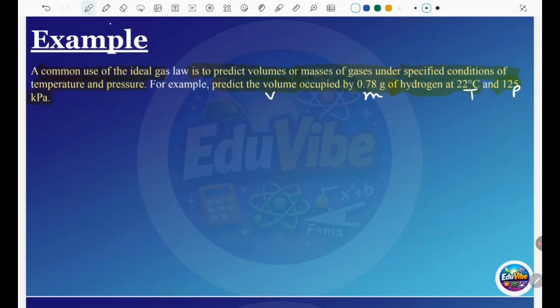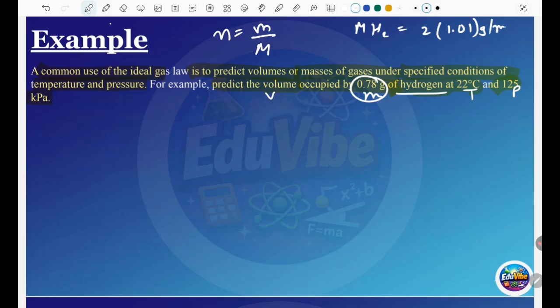We don't want the mass, we want the n. To find the n, we have to find the molar mass first, because n is equal to mass upon molar mass. They mentioned 0.78 grams of hydrogen. So what is the molar mass of hydrogen? What is the atomic mass of H? This is in your periodic table, in grams per mole. It is 1.01 grams per mole, and this will be multiplied by 2, because it is H2. So you get 2.02 grams per mole. This is your molar mass.